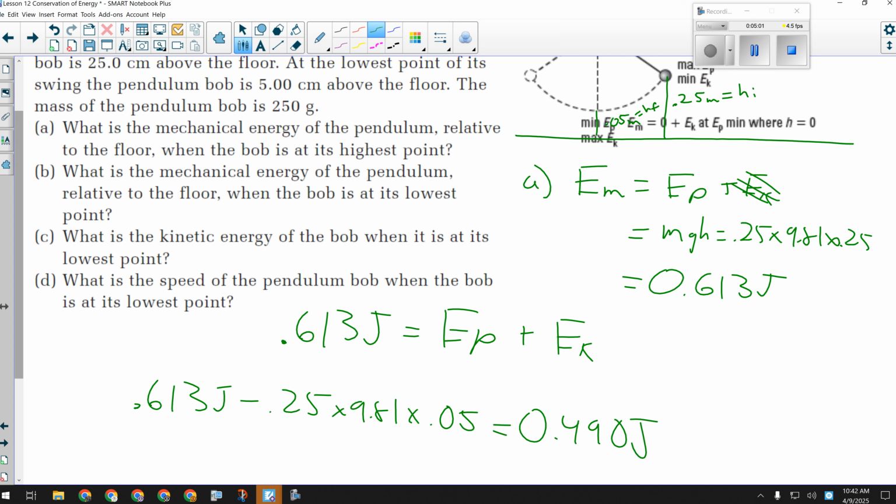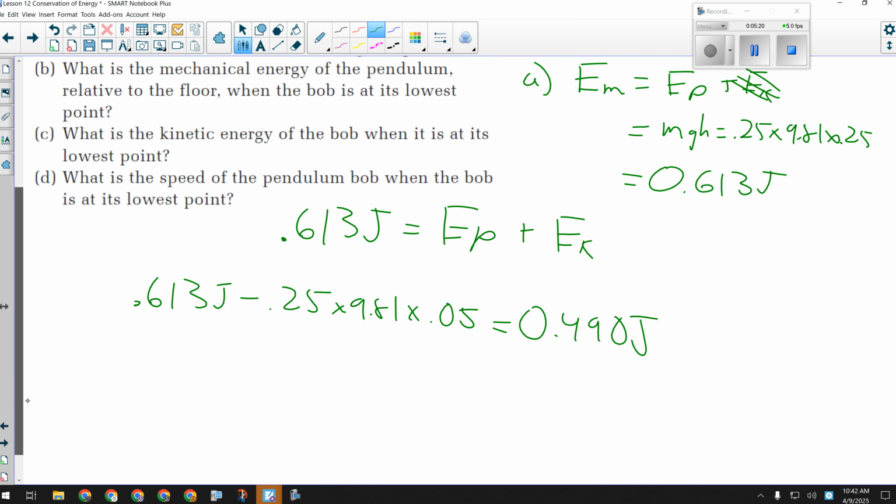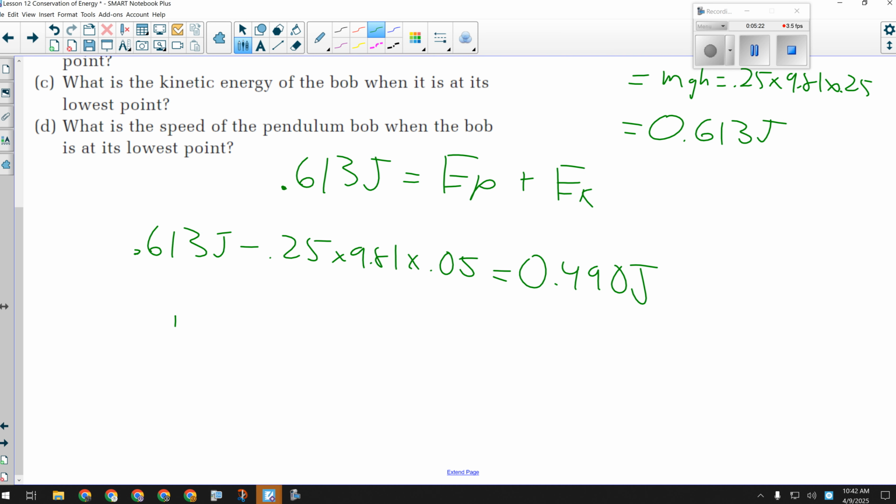All right, everybody okay with that? Can I use that number to solve part D? Well, I don't know how I would solve part D without it. Okay, that's the kinetic energy of the pendulum bob at the lowest point, and that's what the speed of the pendulum bob depends on. So, what I can say for part D is, okay, that EK equals 1/2 mv squared.